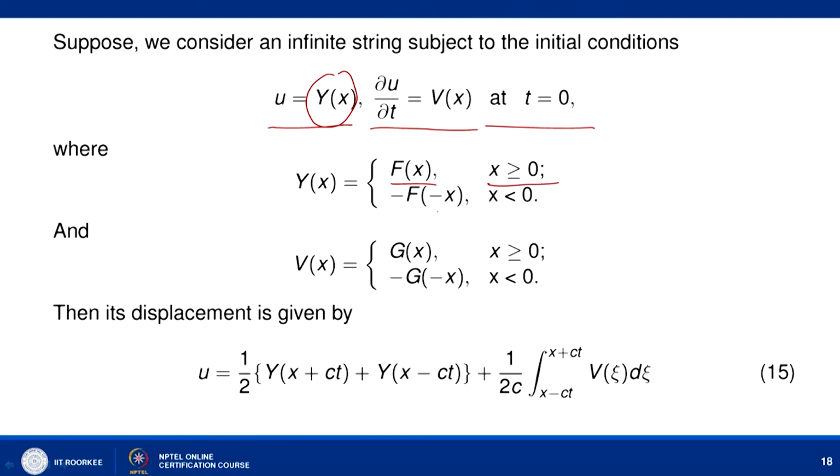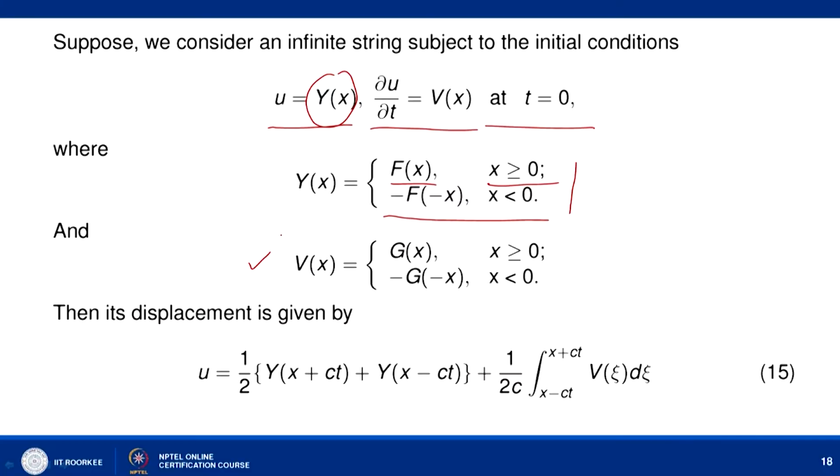Now we define y of x as an odd extension of the function f of x: y of x equal to minus f of minus x when x is less than 0. When x is less than 0, minus x is positive, so minus f of minus x is defined. So y of x is an odd extension of f of x. Similarly, we extend g of x in an odd manner over the entire line from minus infinity to infinity, and define v of x equal to g of x for x greater than or equal to 0, and minus g of minus x when x is less than 0.